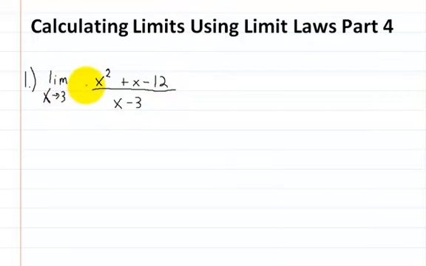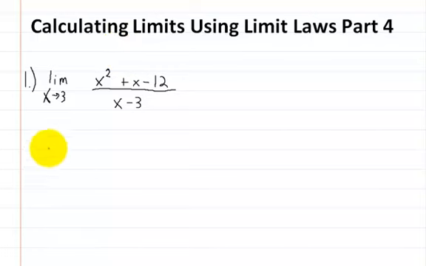It looks a little confusing at first because you look at it and you say, well, this is automatically going to be undefined because, look, it's x minus 3 at the bottom, and if I plug in the 3 there, you can't have a 0 on the bottom. But this is actually kind of a tricky one because you could actually factor this out. So let's start with that.